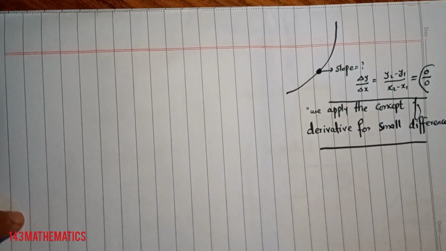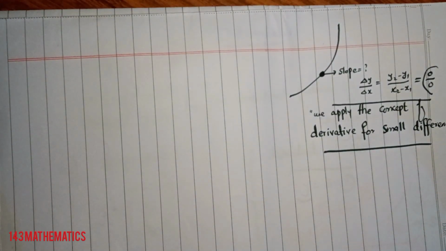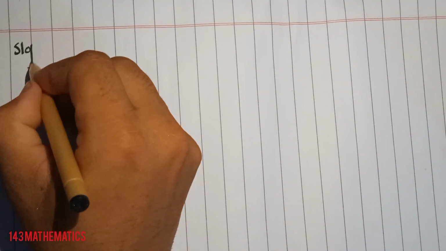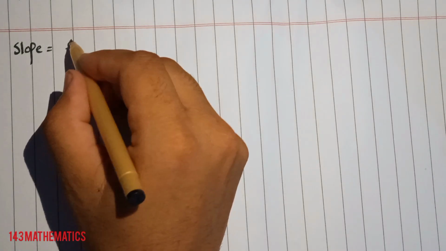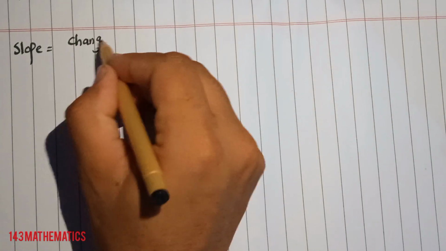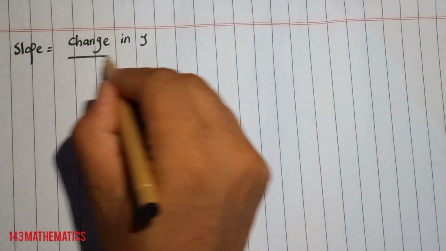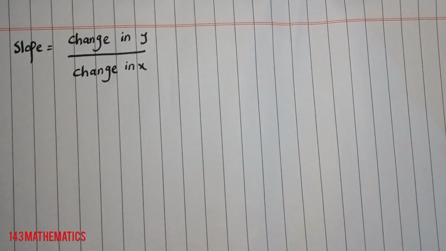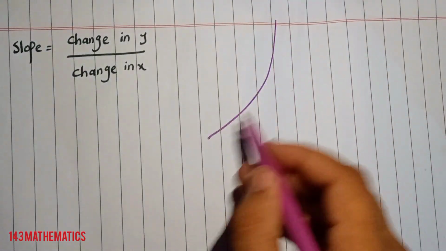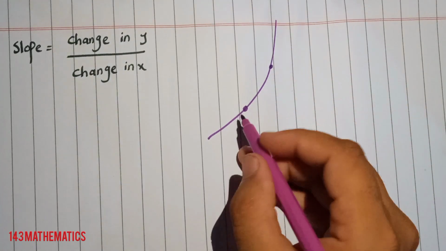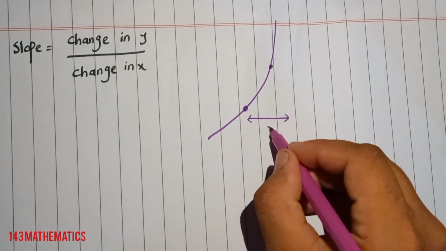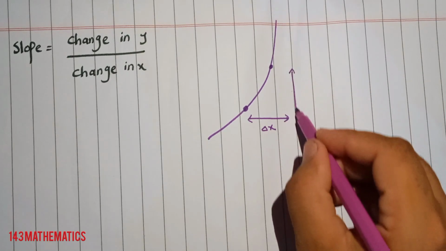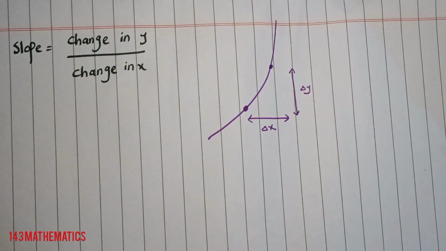So how can we apply the concept of derivative? Here we learn about the concept of derivative. We know that slope is equal to change in y divided by change in x. From our diagram, this is the first point and this is the second point. This is change in x, delta x. This is change in y, delta y.